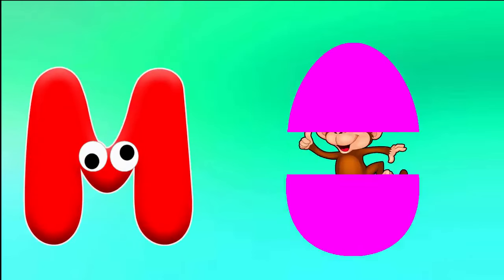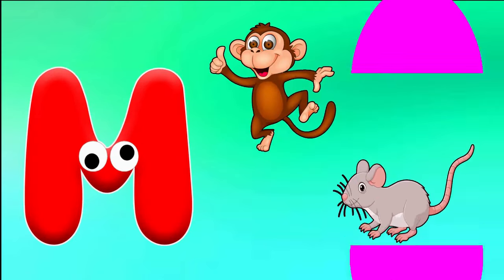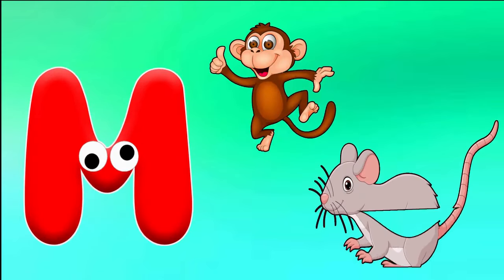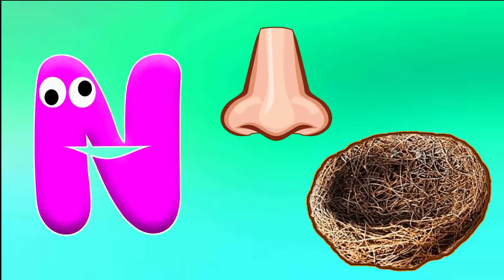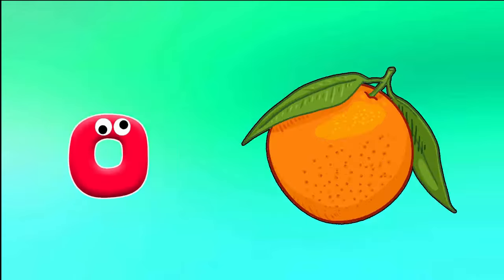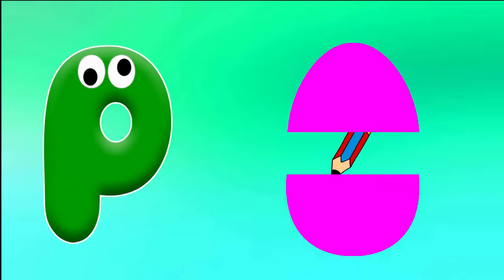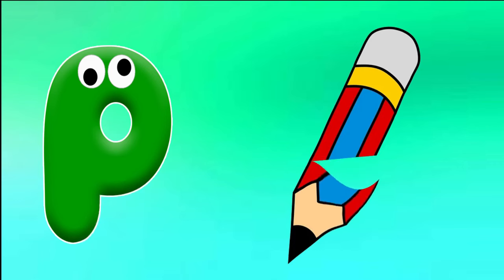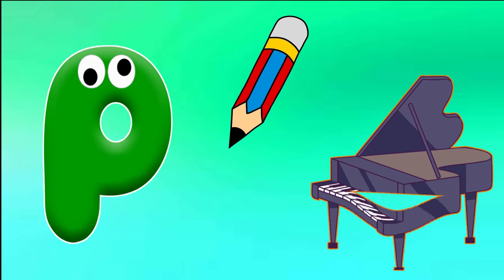M is for monkey, monkey. M is for mouse, mouse. N is for nose, nose. N is for nest, nest. O is for orange, orange. O is for otter, otter. P is for pencil, pencil. P is for piano, piano.